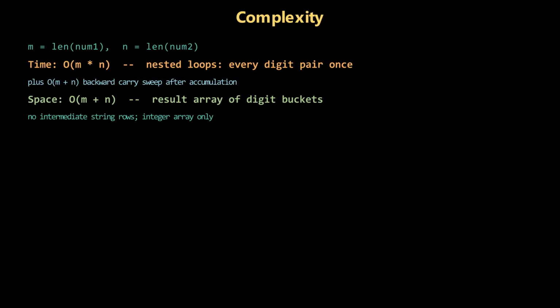Complexity. Let m be the length of num1 and n the length of num2. Time is O of m times n: the nested loops visit every digit pair once, with constant work per pair. The backward carry sweep after that is linear in m plus n. Space is O of m plus n for the result array of digit buckets.